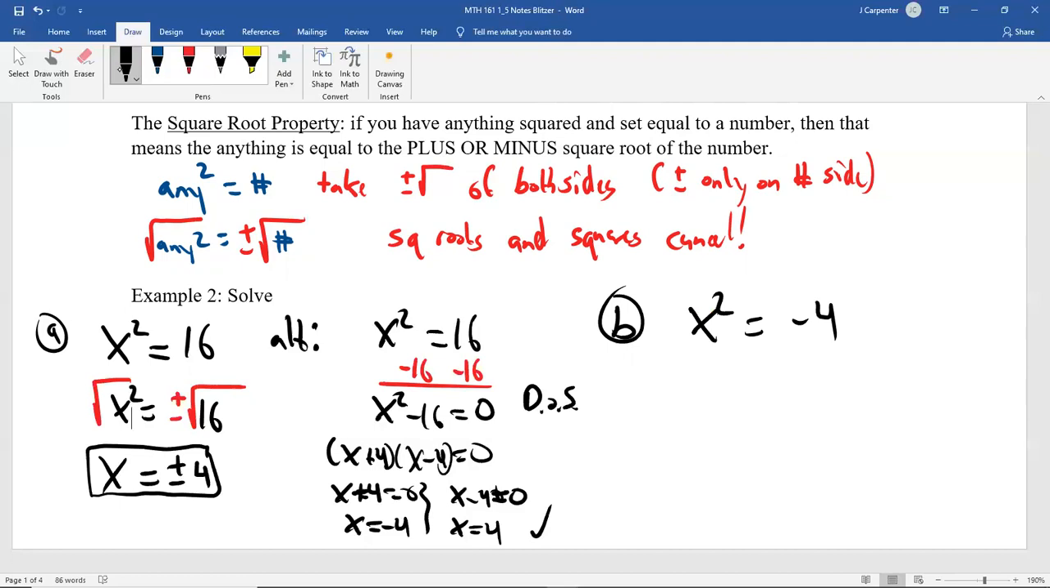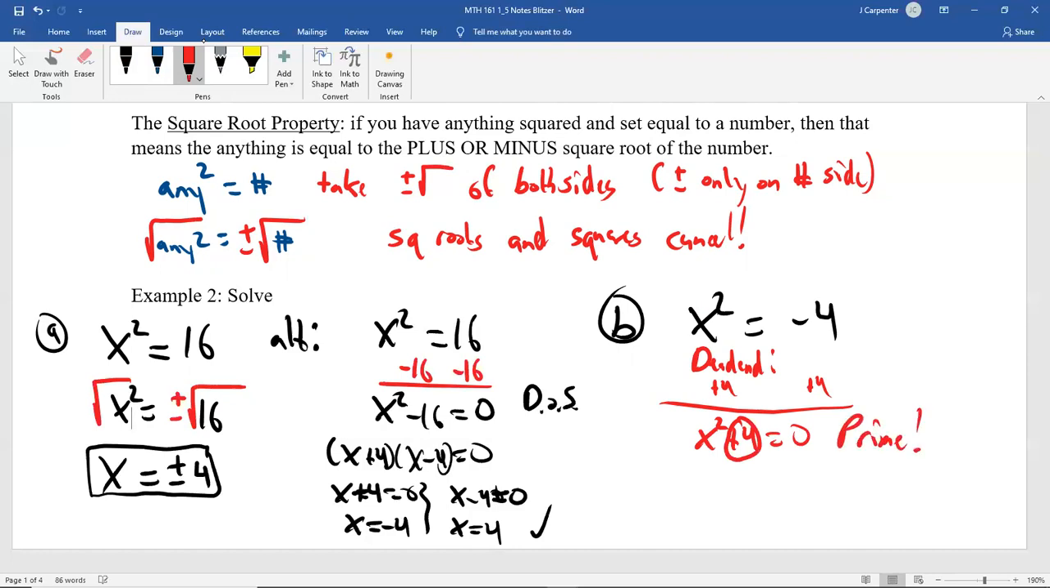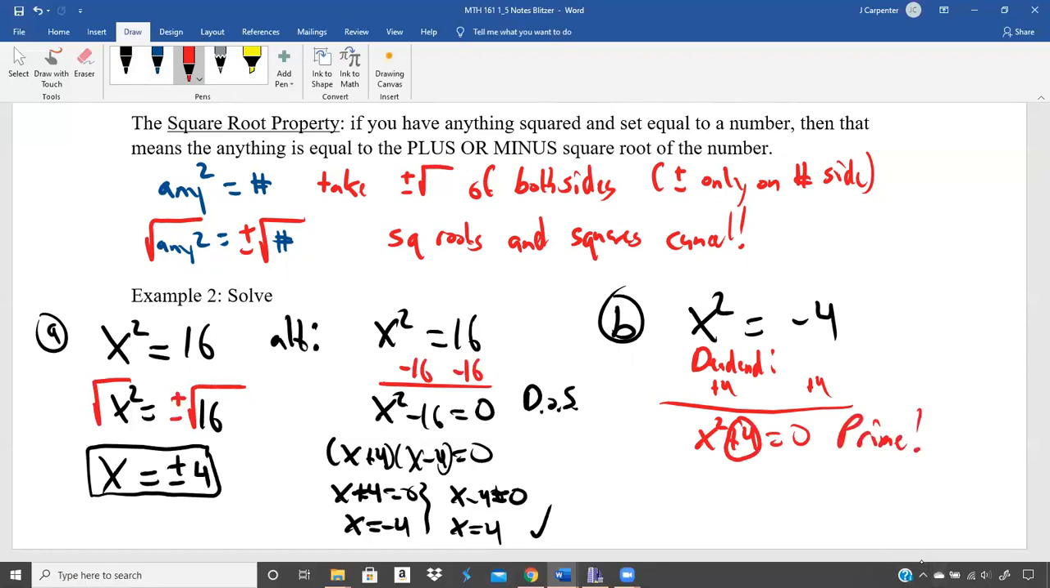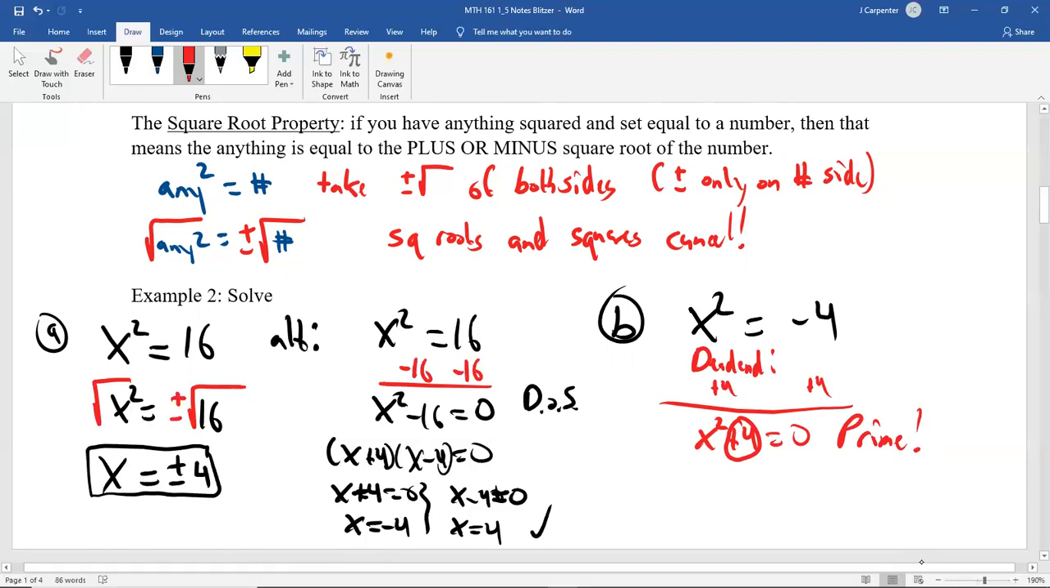x squared equals -4. I'm pulling out the red for a minute. I'm not going to say this is wrong, but this is going to be a dead end. I will erase all of this after I write it up, but if you add 4 to both sides, you'll get x squared plus 4 equals 0. And guess what? Because that's a plus, this is a sum of squares, which means it's prime. You can't factor it. So you'd say no solution? Absolutely not. What it means is the solutions are imaginary.